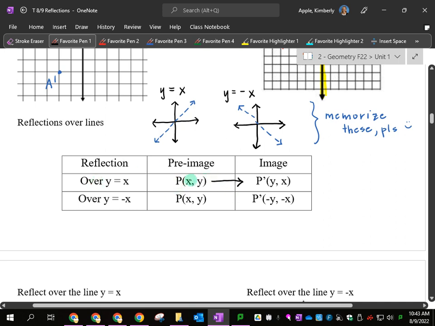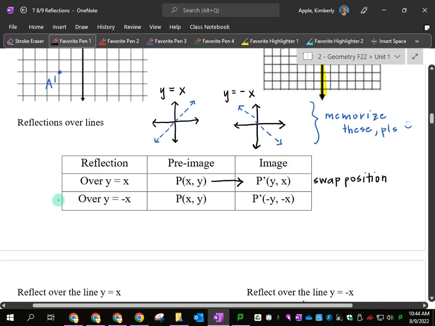Over y equals x, we start with a point x, y, and then we end up with this. What happened? You swap the position, right? So this is swap position. You write down whatever you need to write down to make that make sense, but this is what makes sense to me. I swap the position of the x and the y. Are there any sign changes happening here yet? No.